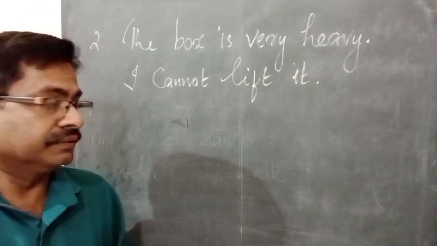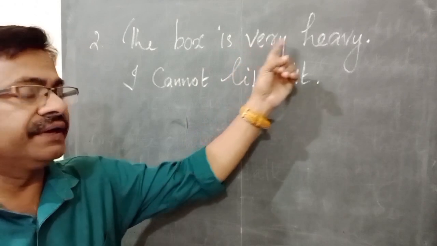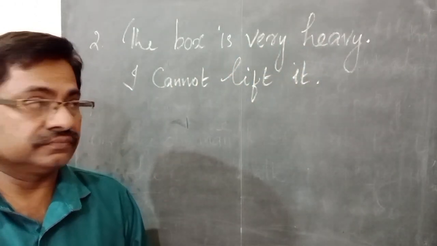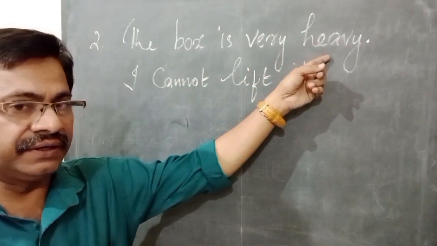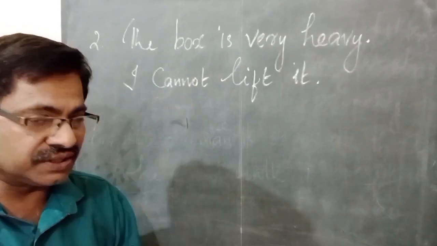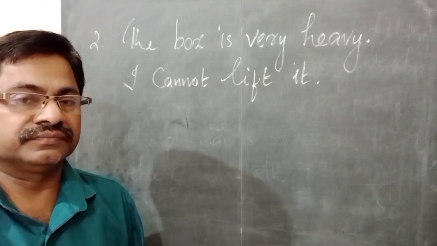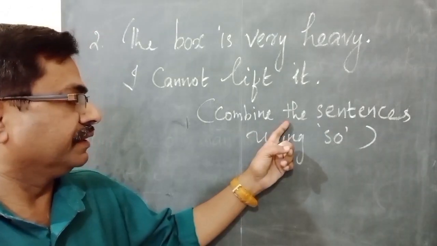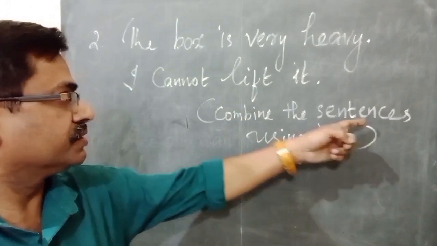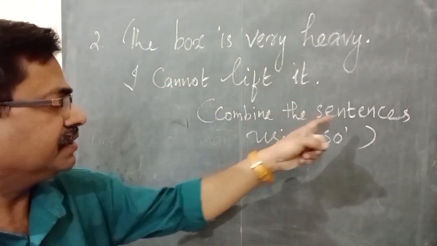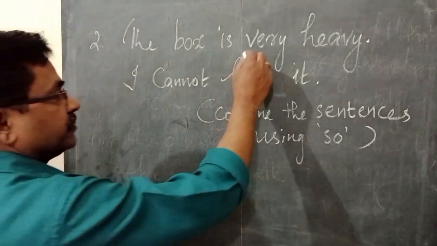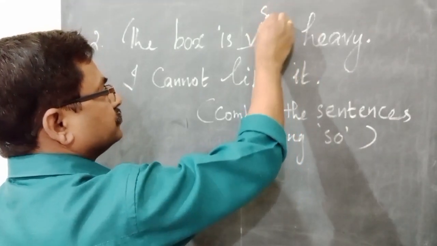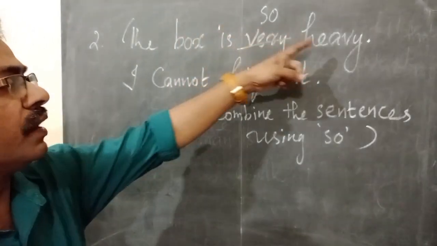Next, another example. The box is very heavy. I cannot lift it. The box is very heavy. As a result, I cannot lift it. You will get a suggestion in such a way: combine these two sentences using "so that". First of all, we have to replace "very" with "so". The box is so heavy.